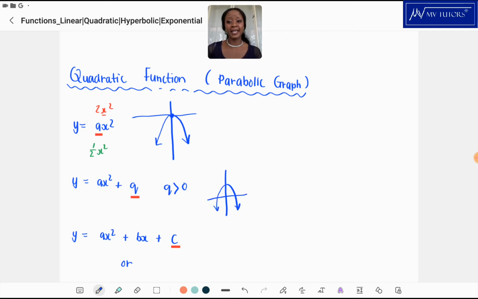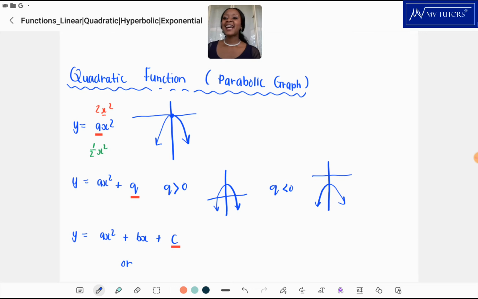And if q is less than 0, well, your graph has been shifting down from the origin. So it's basically a vertical shift. Q indicates a vertical shift.